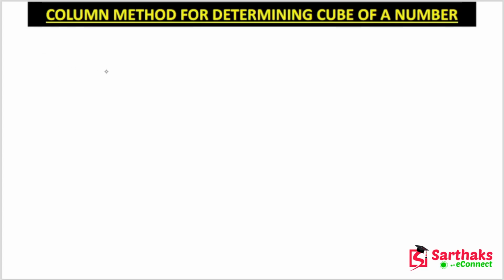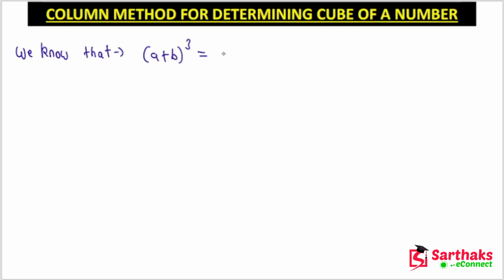So this method actually works on an identity, and we all know that the identity which it works on is (a plus b) whole cube. So (a plus b) whole cube is equal to a cube plus 3a square b plus 3ab square plus b cube. Similarly, in the case of squares, our method was based on (a plus b) whole square, which was a square plus 2ab plus b square.